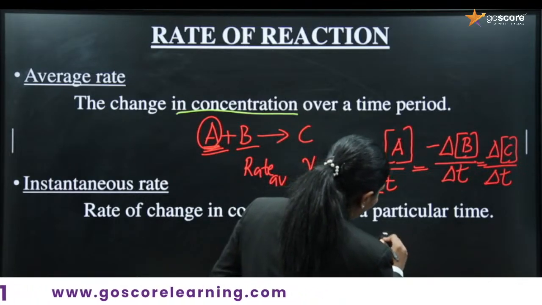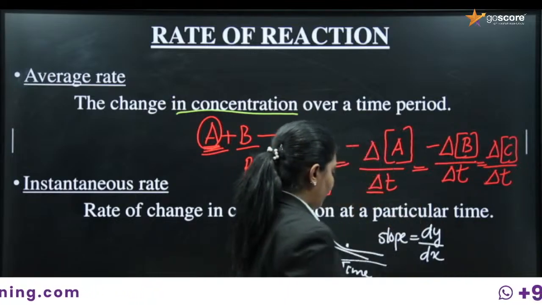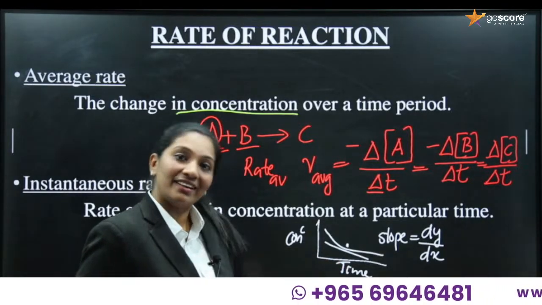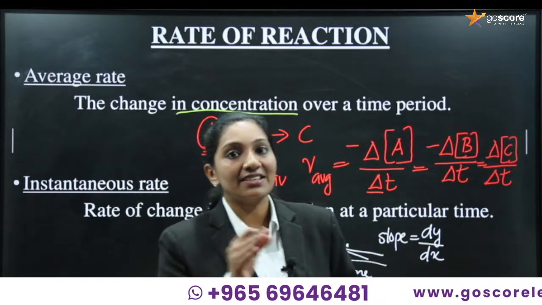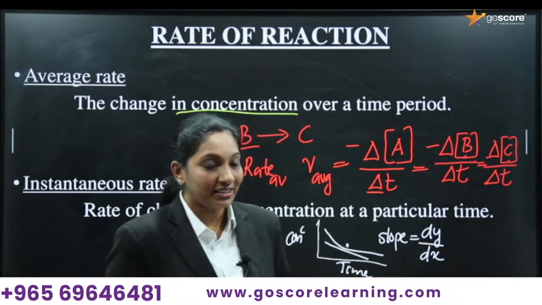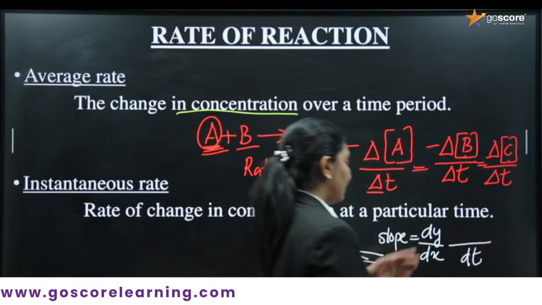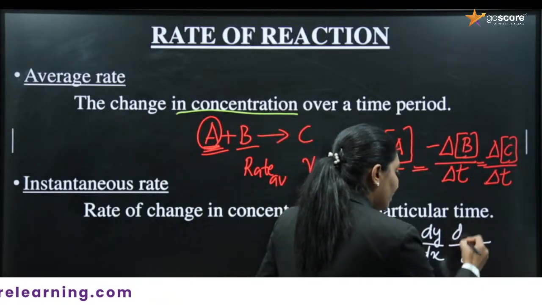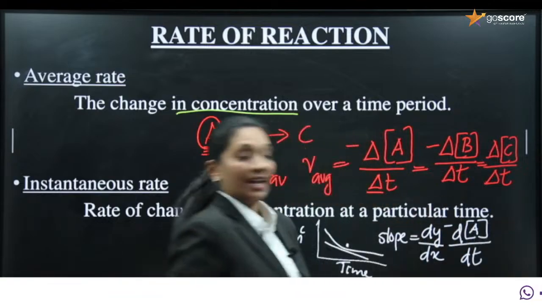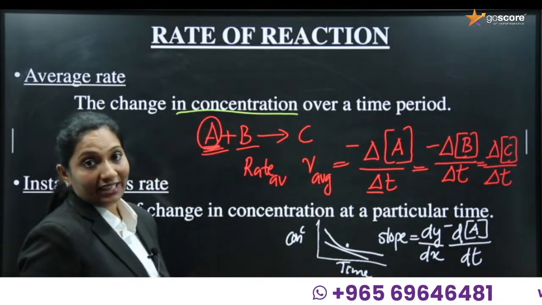Slope will be equal to dy by dx. Okay, here what is in the y? Change in the concentration. What is on the x-axis? Time. Here we are measuring the change in concentration for a particular time. So the change in time will be a very small value, right? So no need to write the delta here. We can write dt, and the concentration as we mentioned for the average, whatever the reactant, if it is A, minus dA by dt. Okay, that's about the instantaneous rate.